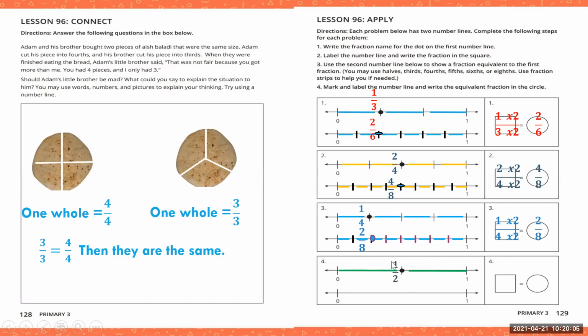So I wanted to find the equivalent fraction for this 1 over 2. I will multiply by 2, up and down. 1 times 2 equals 2. 2 times 2 equals 4. So I want to divide this number line into fourths. So 4 equal parts like this. And put 2 over 4 in the number line. So 0 over 4, 1 over 4, 2 over 4.